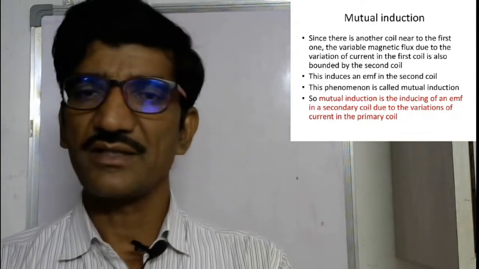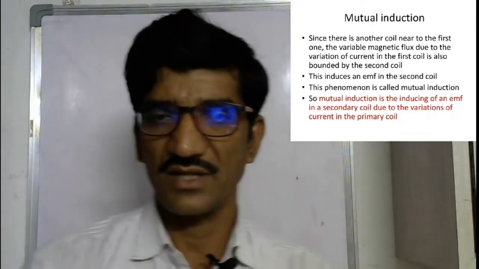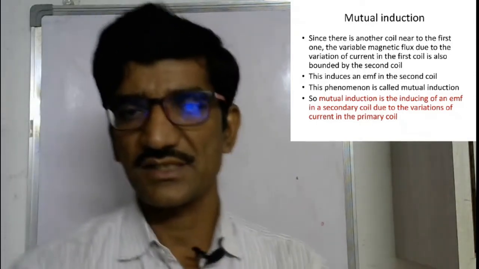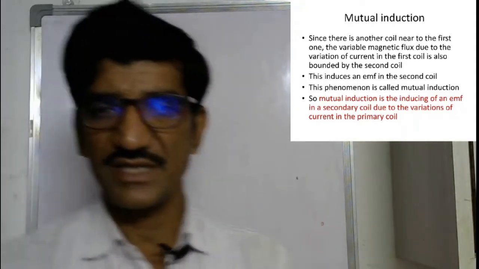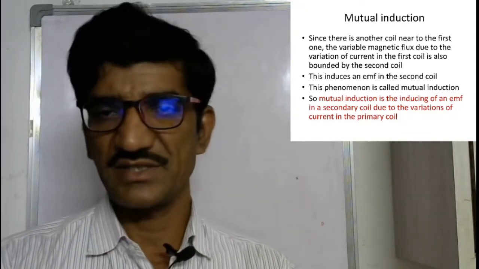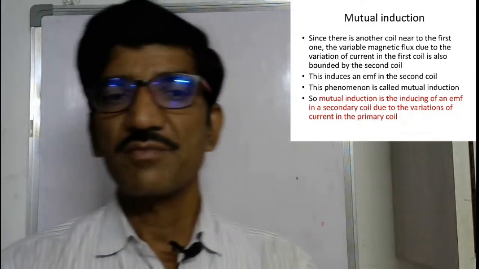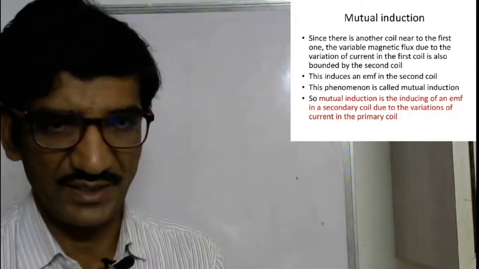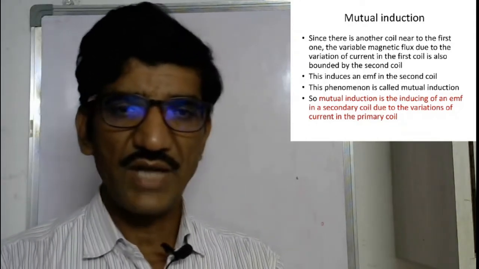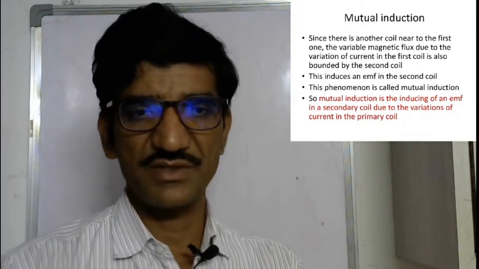So, how to define mutual induction? You can see that on the slide as well. Mutual induction is the inducing of an EMF in a secondary coil, that means the second coil, due to the variations of the current in the primary coil, or the first coil. Why do we have some induced EMF in the second coil?